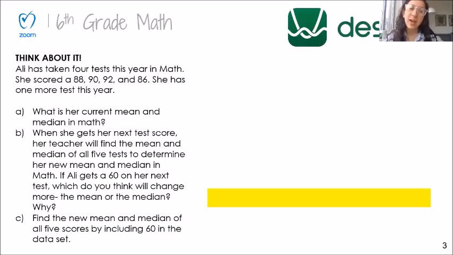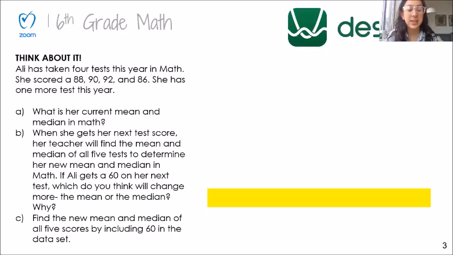Think about it. Allie has taken 4 tests this year in math. She scored an 88, a 90, a 92, and an 86. She has one more test this year. What is her current mean and median in math? That should be easy. We just went over how to find both of those. When she gets her next test score, her teacher will find the mean and median of all 5 tests to determine her new mean and median in math.